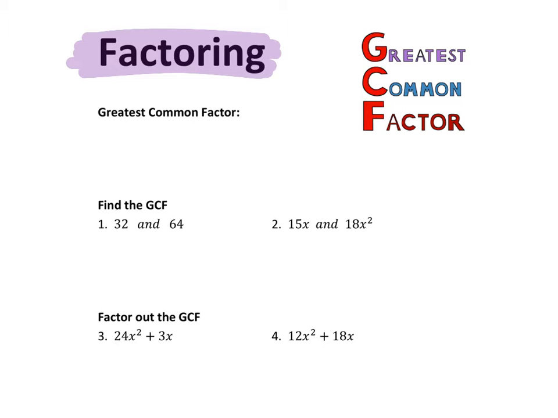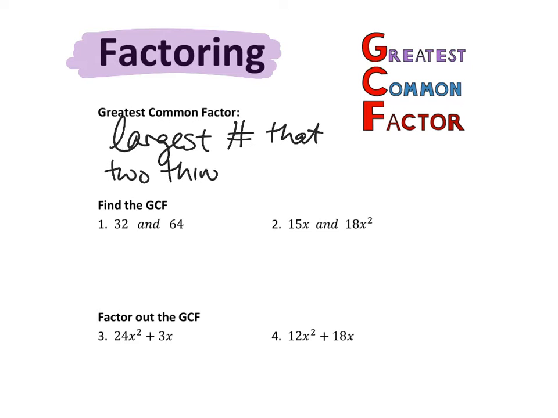Has anybody heard of a GCF before? Yes. Maybe greatest common divisor? No. Oh, man. All right, so here's what a GCF is. A greatest common factor, or GCF, is the largest, that's a highlighter, the largest number that two things have in common. Is it the largest or longest? Largest. The largest number that they have in common or that they share.